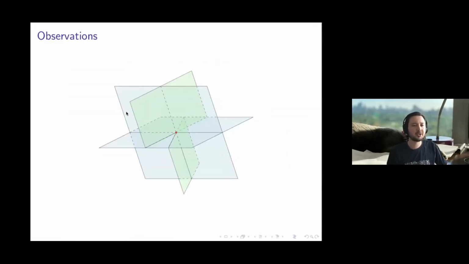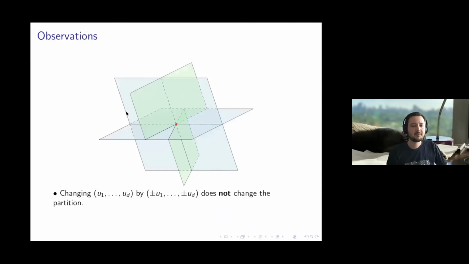The first observation is if we change the sign of any of these vectors, the partition does not change. You prove this by induction. If you flip this u_d, then the first halving hyperplane doesn't change, and then by induction, the previous one didn't change, and by uniqueness, you get exactly what you want.